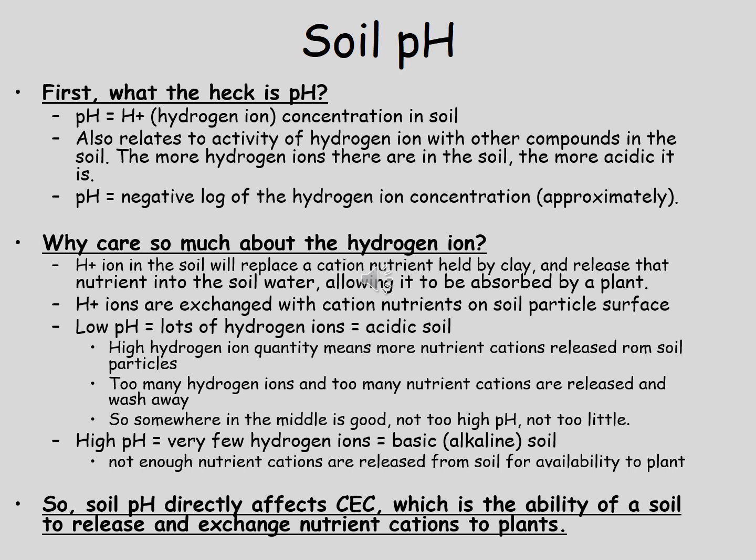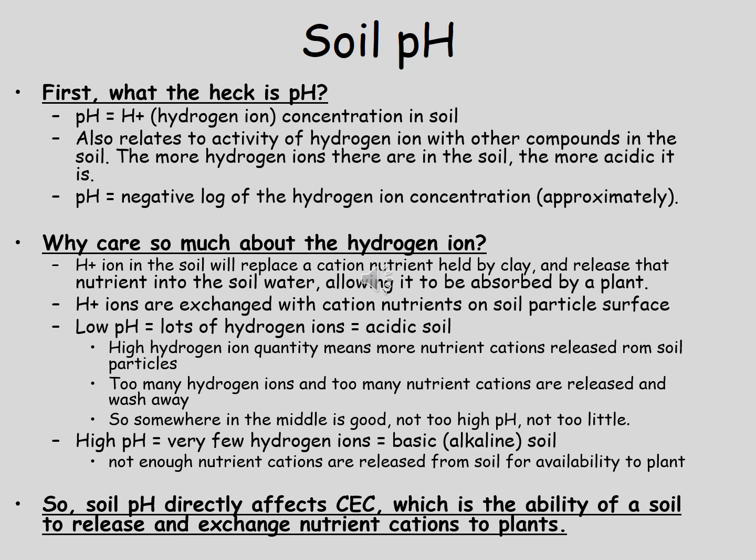If you have really low pH, there are lots of hydrogen ions, you have a very acidic soil, and it means more nutrient cations are released from the soil particles, but then they get released too quickly and often are not available to plants. Too many of them will make the nutrient cations get washed away. They're not held onto for any good period of time.